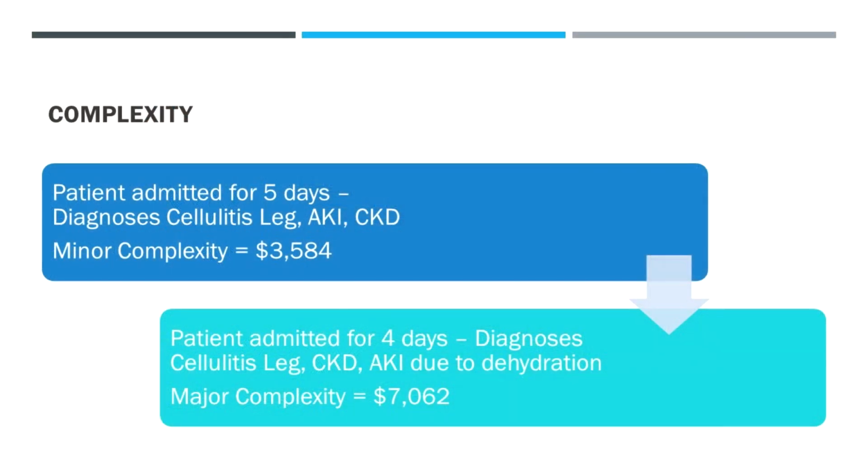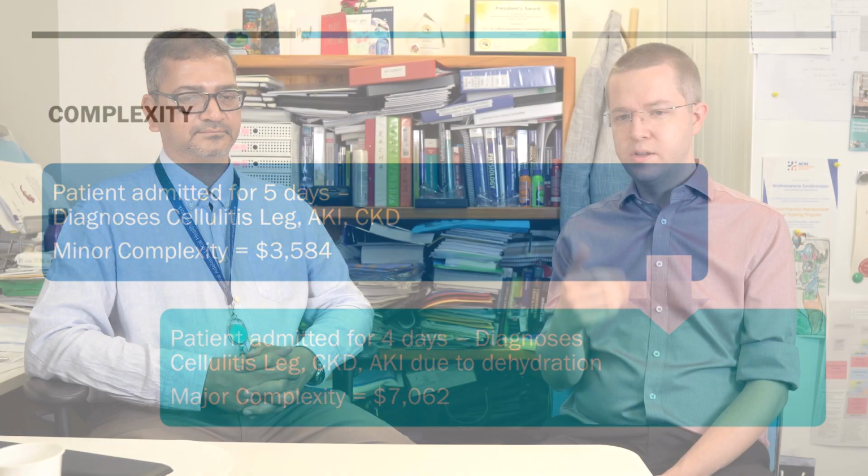One last example, this is just simply putting dehydration. One of the most common reasons that people come in with an AKI is dehydration. Just state it, due to dehydration, other factors as well, doubles the income because of major complexity.